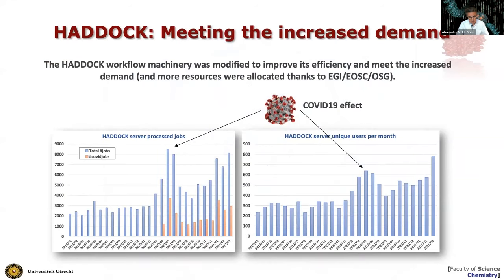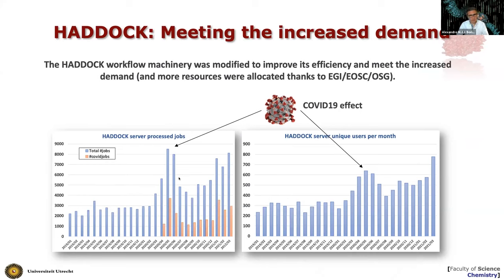Now, we just heard a fantastic talk about SARS-CoV-2, and we have also been noticing in the usage of our tools that this is being used to model interactions. What you see here is interesting: two waves, which in Europe mimic the infection waves. The lockdown started in Europe in April, and you see that people started doing more computing.